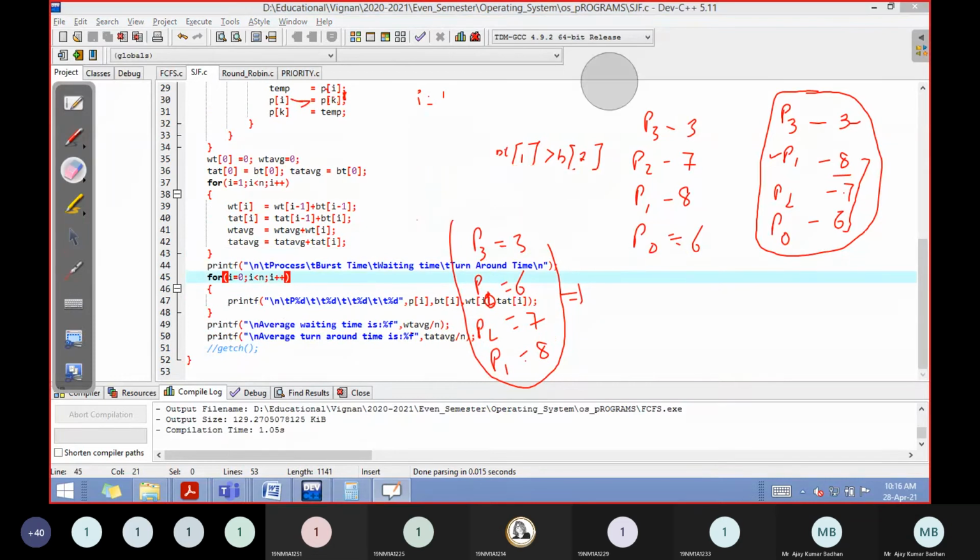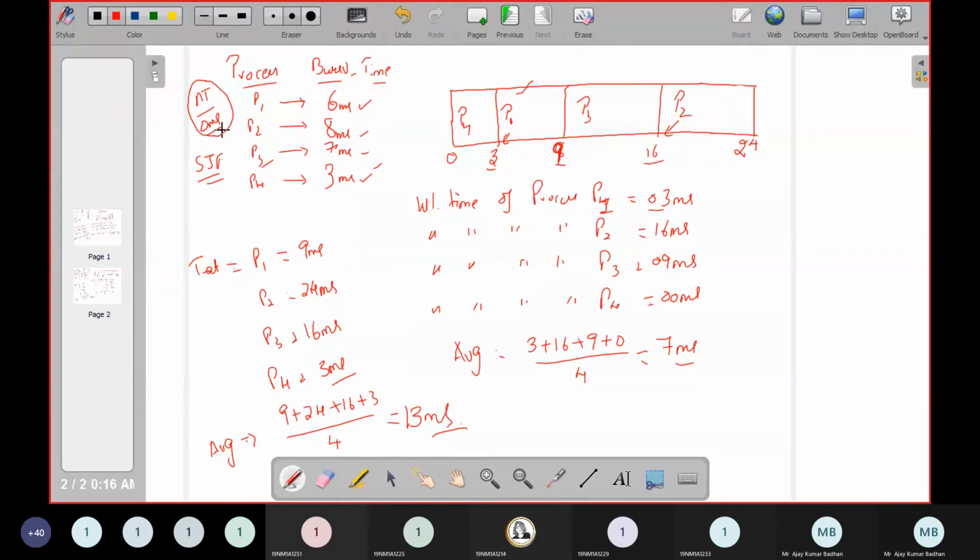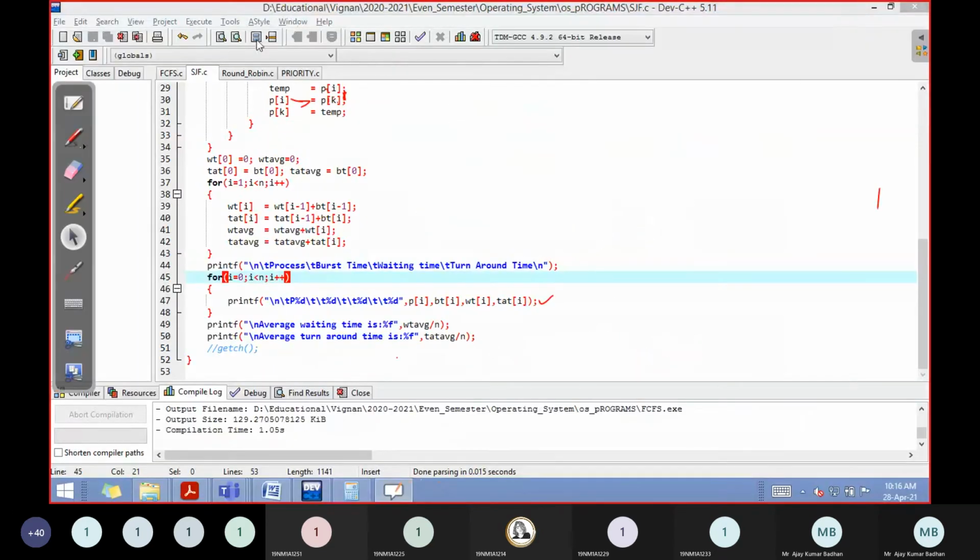Now the remaining code is same as your FCFS. That is nothing but process, burst time, waiting time, turnaround time. So i equal to 0, i less than n, i plus plus. You're simply executing this, and then the average waiting time. Let me execute it and show it so that we can see what we are going to get here.